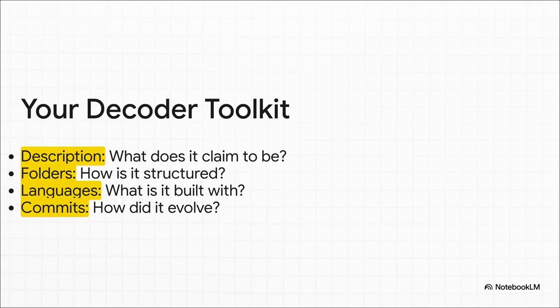And the best part is, now you know how to do this too. This is your detective's toolkit for decoding any project you come across. First, start with the description. Then, examine the folders to see the structure. Check the languages to find its DNA. And finally, read the commit history to learn its life story. Just 4 simple steps, and you can uncover the story hidden inside any piece of code.